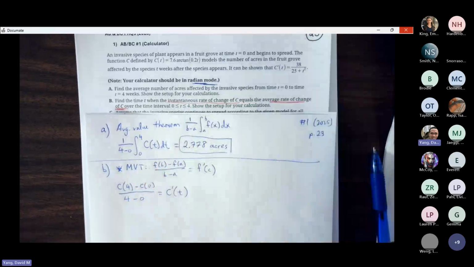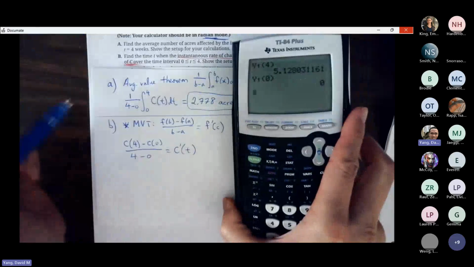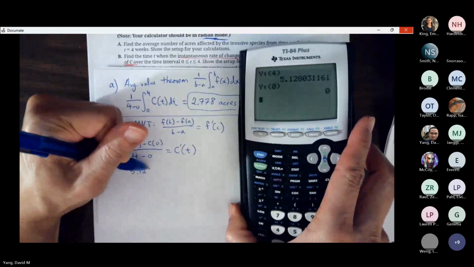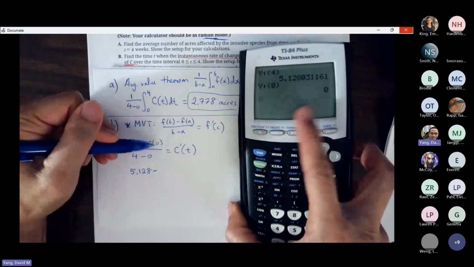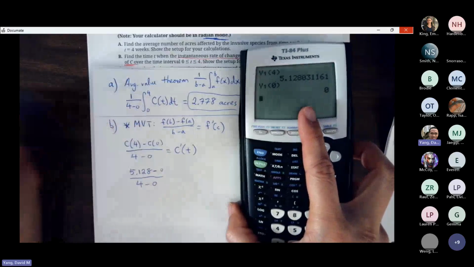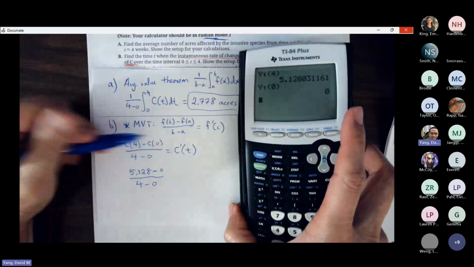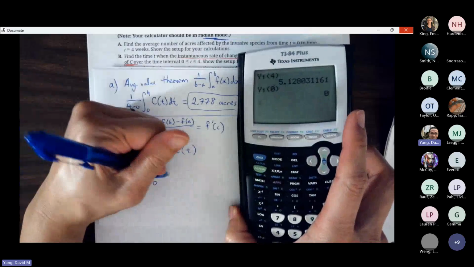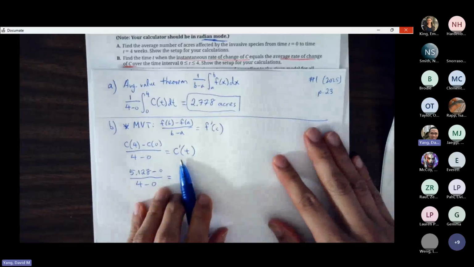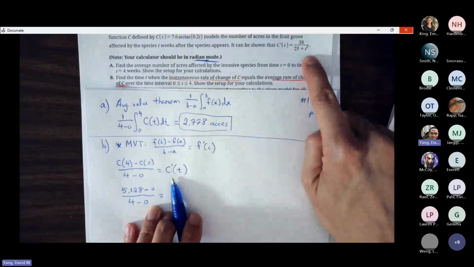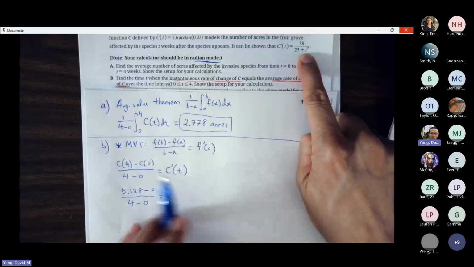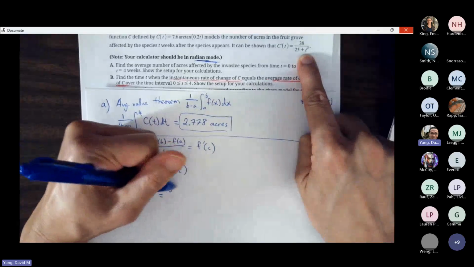Okay, so Y of 4, or in this case C of 4, minus C of 0, which is 0, over 4 minus 0. Right? I'm just taking my ordered pair and building out my average rate of change, equals C prime. The nice thing is they're already telling us what that C prime is, so we don't even have to find the derivative. We can just bring it down from what they have for us.